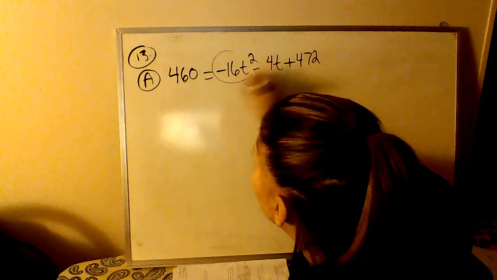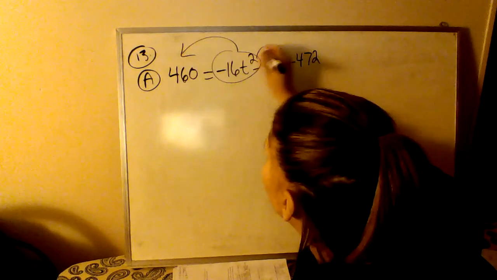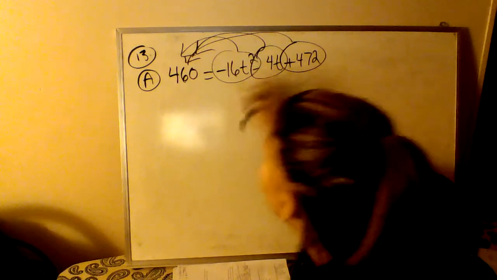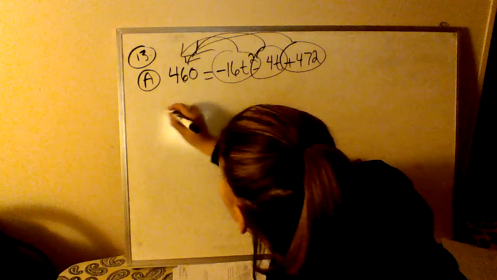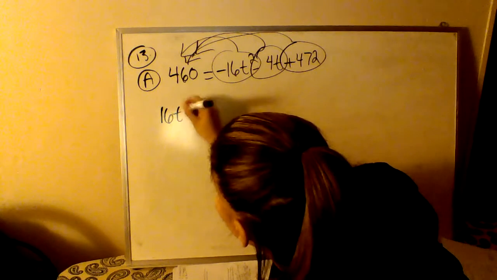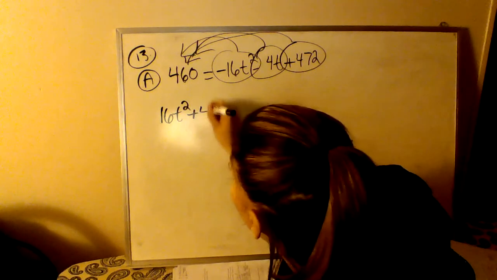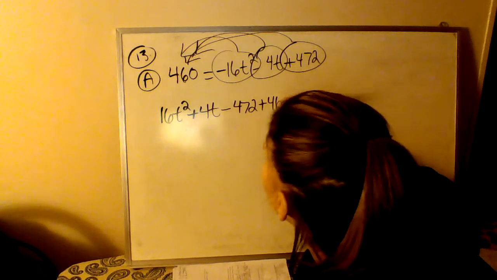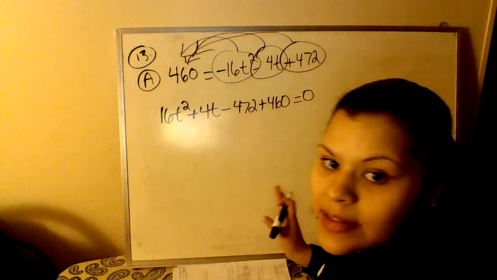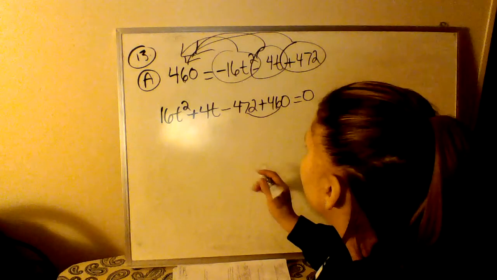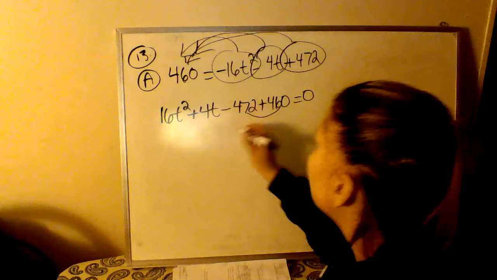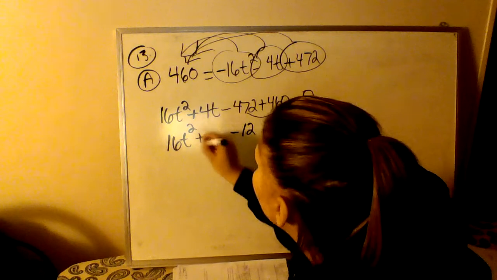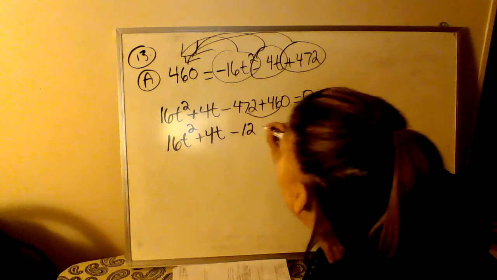So I bring this over to the left, and then this over to the left, and this also over to the left, which makes them all opposite signs. So I'm saying 16t squared plus 4t minus 472 plus 460, because that's still there, equals 0. Remember, we always set it to 0. Now these two can be combined. They have opposite signs, so it's negative 12 left here. So I have 16t squared plus 4t minus 12 equals 0.